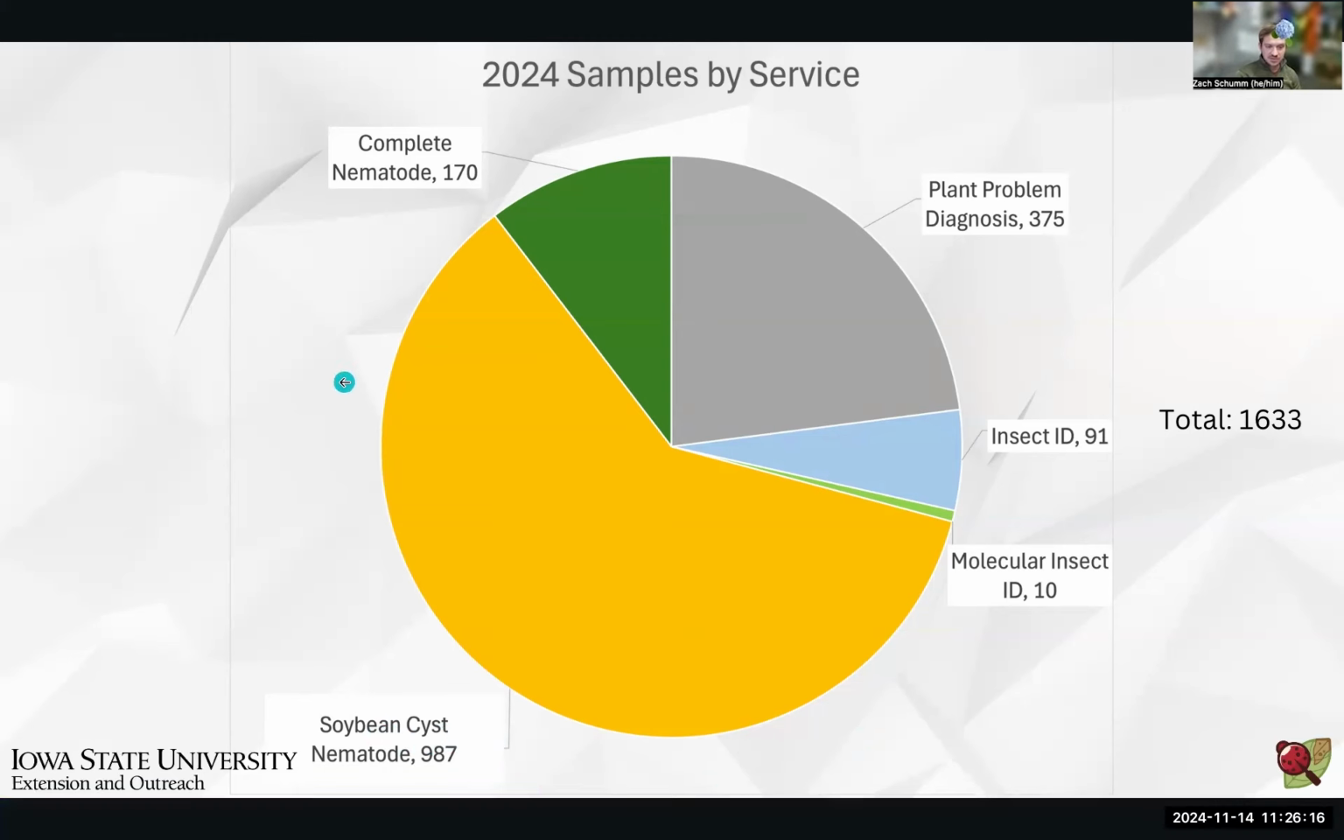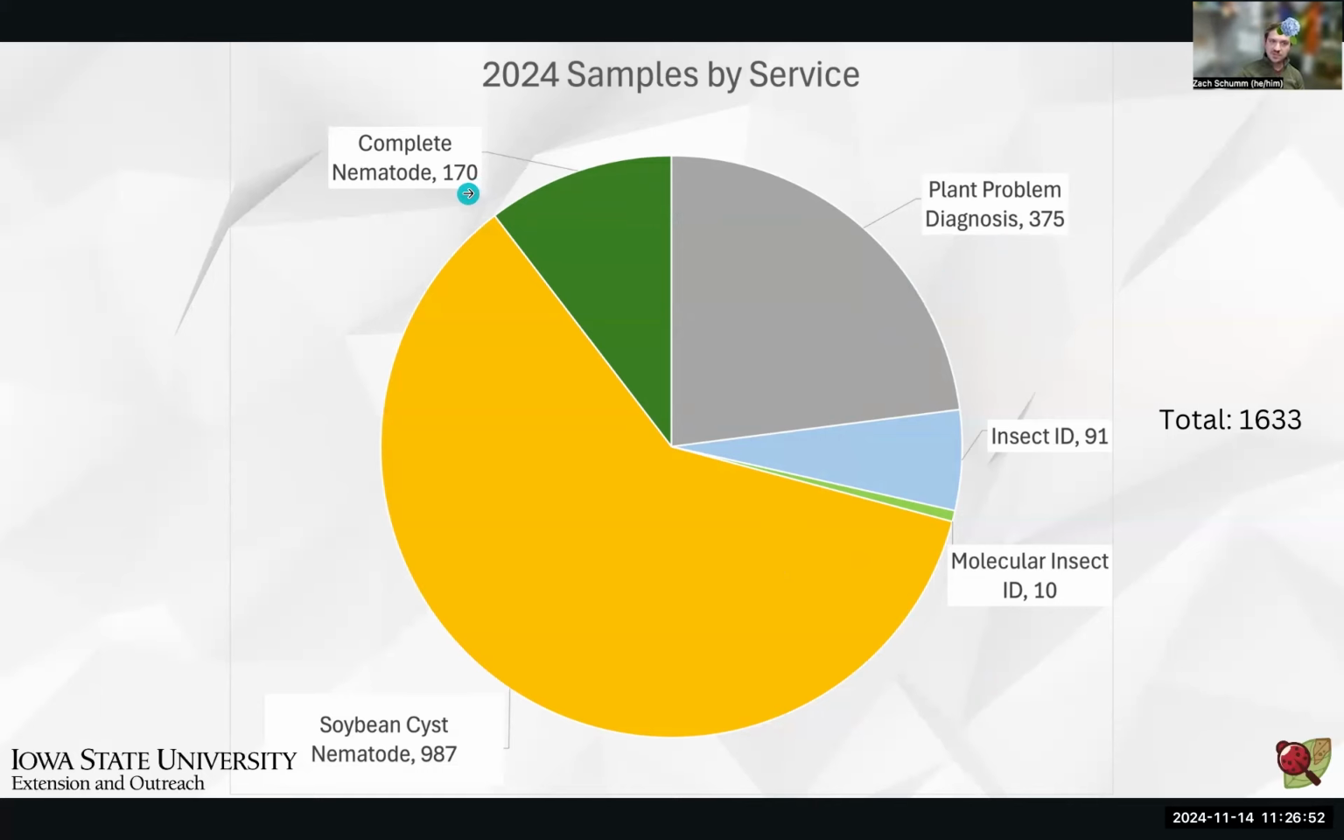The next biggest service would be plant problem diagnosis. We received 375 of those in 2024. Normally, I would say that's about normal for us, but I'll talk a little bit more about some trends related to plant problem diagnosis samples shortly. Following that, we have all of the other services. Complete nematode counts probably take the longest of most of the services that we do.